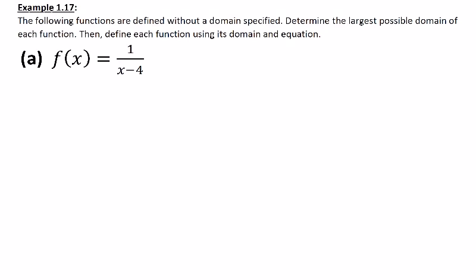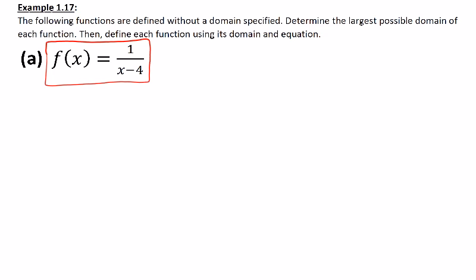Example 1.17 is going to show us just how important the idea of domain is when discussing a function. It says here the following functions are defined without a domain specified. So I think there's a misconception out there that an equation, which is what I have here, f of x is 1 over x minus 4, is itself a function. But in reality, a function is more than just the equation. It is also the sets that are used along with the equation. So an equation is certainly an important part of the function, but it's not everything there is about the function.